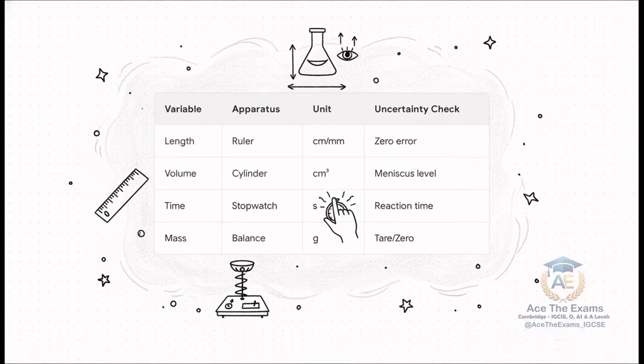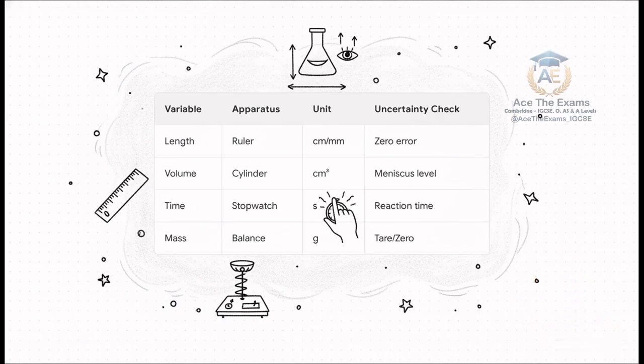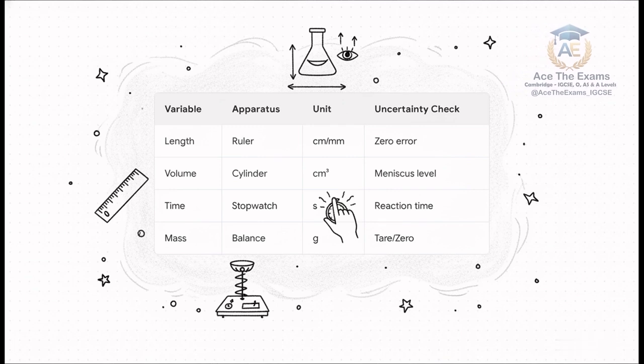This right here is the ultimate cheat sheet for your experimental design strategy. You need to rapidly recall these exact variables, apparatus, units, and uncertainty checks. Are you measuring volume with a cylinder in cubic centimeters? Then you must mention checking the meniscus level at eye level to dodge that parallax error. Measuring time with a stopwatch in seconds? You absolutely have to account for human reaction time. Lock this into your brain.